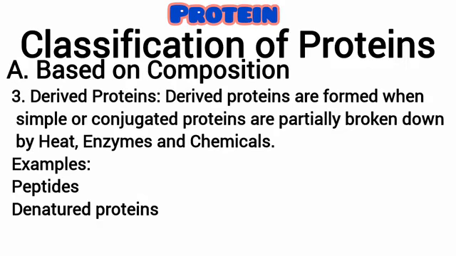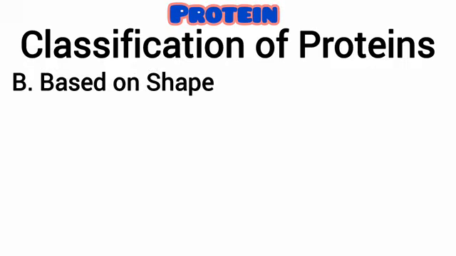The last kind of classification based on composition is derived protein, which are formed when simple or conjugated protein are partially broken down by heat, enzyme, or even chemicals. We have primary derived proteins such as the denatured protein, which are actually slight modification to the protein structure. We also have the coagulated egg protein. It's an example of a primary derived protein. While we have the secondary derived proteins, such as the peptide and proteose. These are gotten by further breakdown of protein structure.